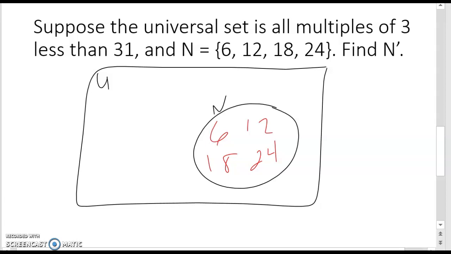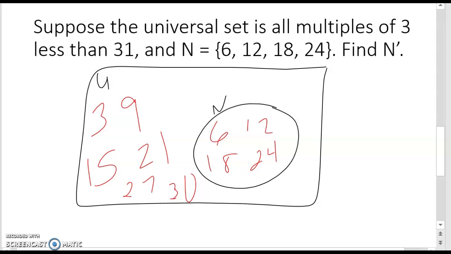So now let's think through. What are my multiples of 3 that are less than 31 that do not exist inside of N? My first multiple of 3 is 3. Then 6, already in. 9. So 3, 6, 9, 12, 15, 18, 21, 24, 27, and 30. Notice how I went through my multiples of 3, counting by 3, and if they existed in set N, I ignored them. If they didn't exist in N, I put them into my universal set U.